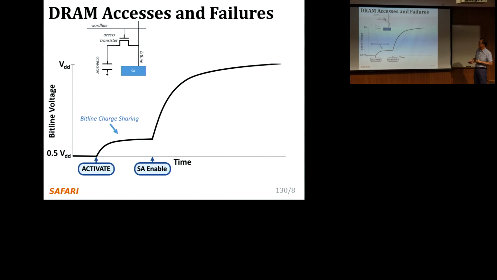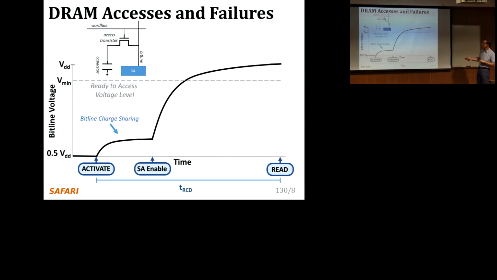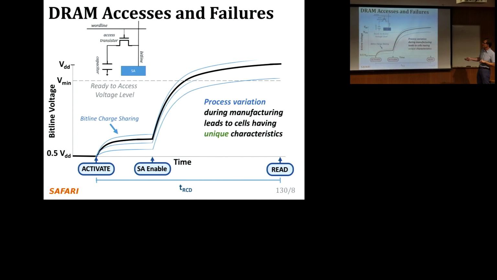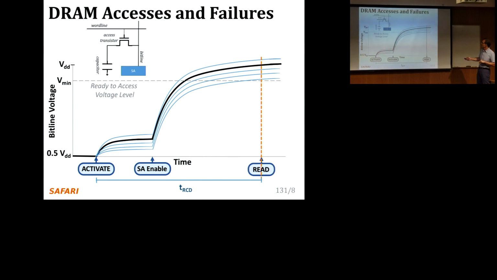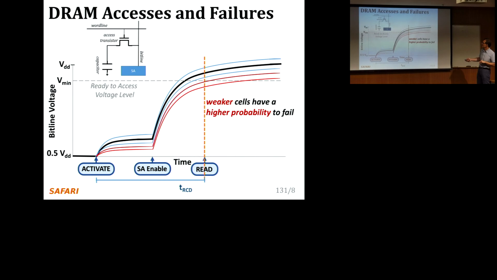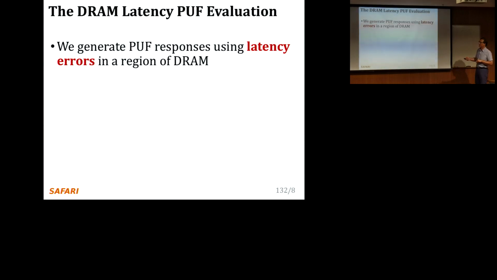Basically, this is what happens when you read a DRAM cell, during an activation. The sense amplifier gets enabled here, and there's a ready-to-access voltage level. Because of process variation during manufacturing, cells have unique characteristics, and we're going to exploit that. So if you move the tRCD over here, weaker cells have a higher probability to fail, and you get a unique signature if you move the tRCD to a good point over here. Okay, so hopefully that's clear. So you need to, of course, find some regions that are good.